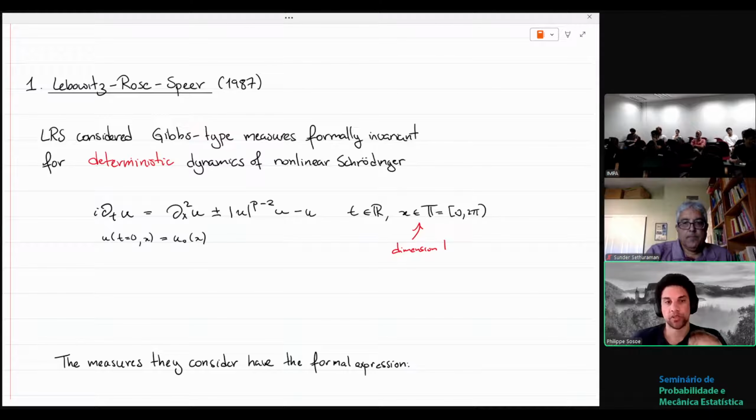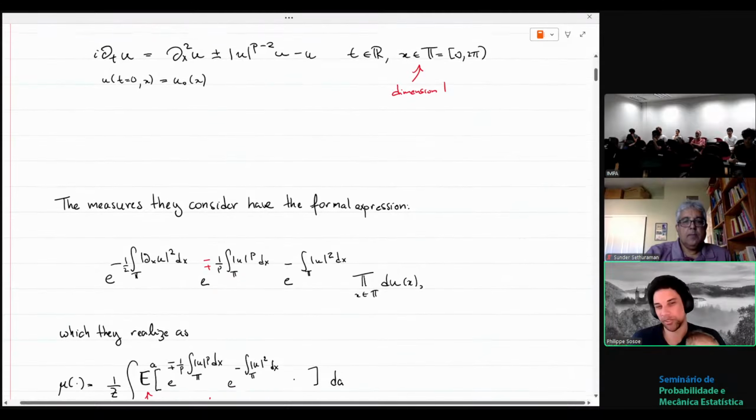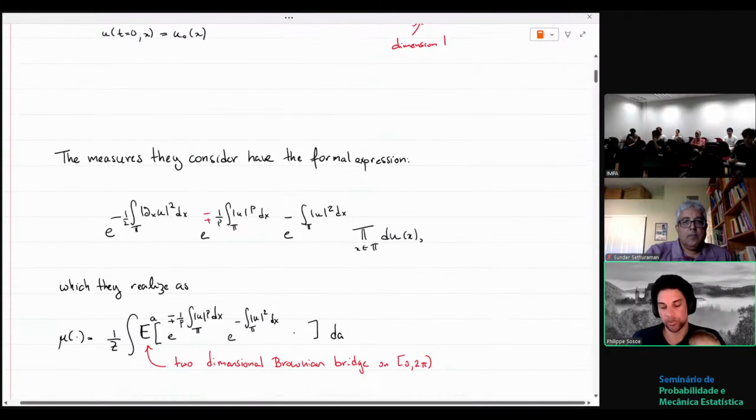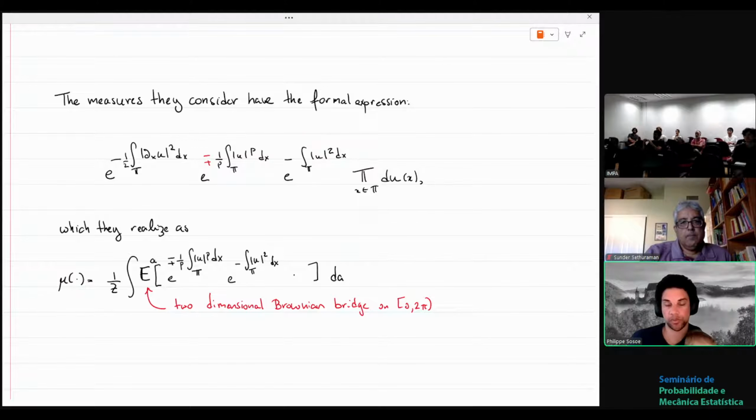So what are the measures that these guys, you may recognize some names here, these statistical mechanics guys, why were they interested in the nonlinear Schrodinger equation? Because the nonlinear Schrodinger equation doesn't really have too much physical relevance. It appears as an approximation for some other dispersive equations, but it's not a really fundamental equation compared to the linear one. So their motivation was to study measures that have this formal expression.